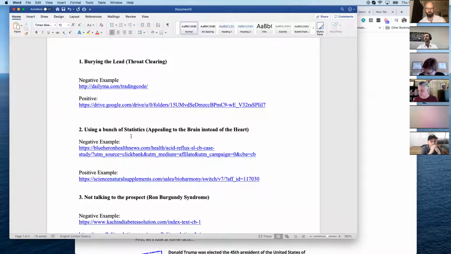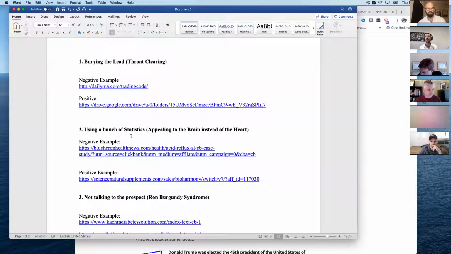Okay, cool. So the second big lead mistake I see people making a lot of the time is using a bunch of statistics in the lead. This one's probably the most common one I see. The reason not to do it is because your whole goal is to speak to a singular prospect. You're trying to make it feel like you're having a one-on-one conversation with the prospect, and you're relating to them.